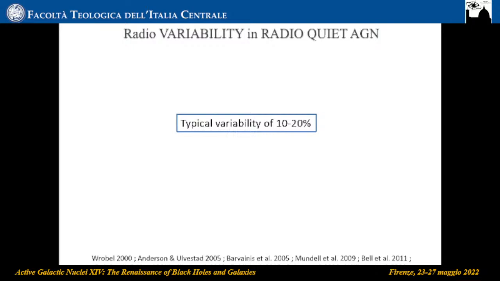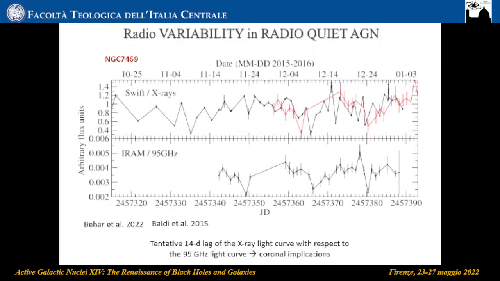But people in the past, like all these people here, have tried to do some work in this sense, using single sources or very small samples. So these works are very, very preliminary. But they found that there is variability in the radio quiet, so 10, 20% nearly. And I'm showing you one example.